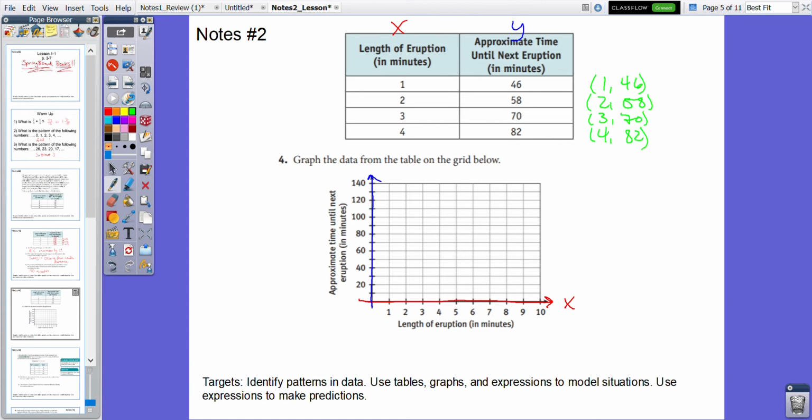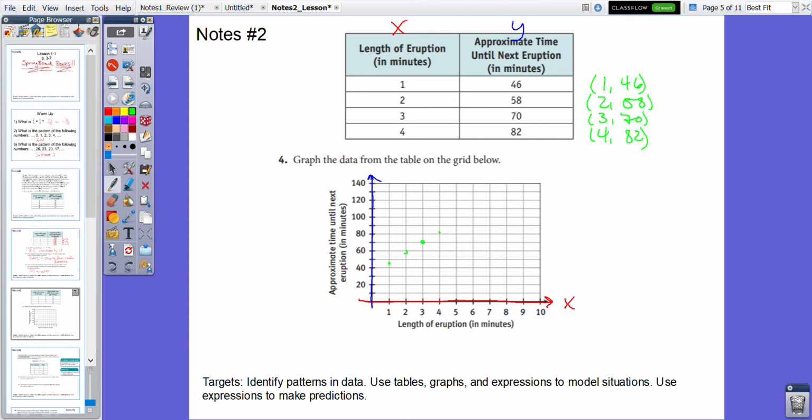So 46 is about, I would say right here, maybe a little bit higher than halfway between 40 and 50. 58, so just below 60 here. Okay. 70, that's a little bit easier to find because we know that 70 is going to be right here. And then 82, just slightly above 80 right there.